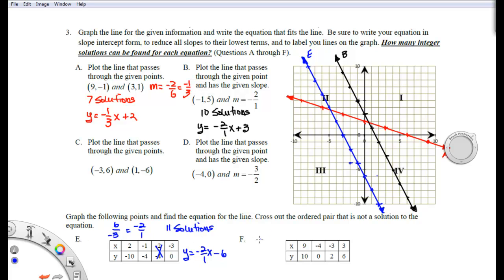Now E and F are done the same way. So to do F, you'll plot all your points on the graph, use your straight edge, and find the one that doesn't fit. Then once you find the one that doesn't fit, use the other points to find the slope and to find the y-intercept. So that's a short review for the 4.8 quiz that's coming up.